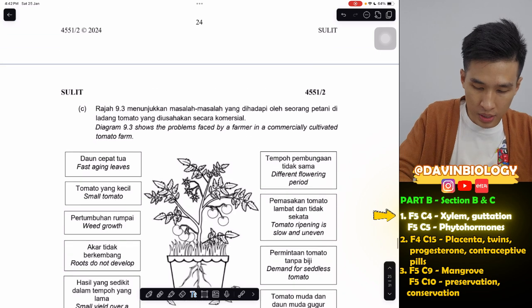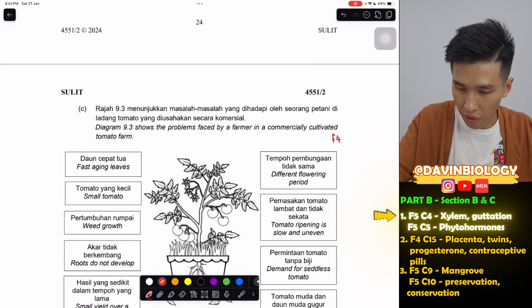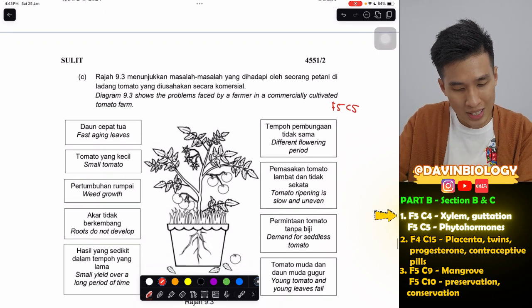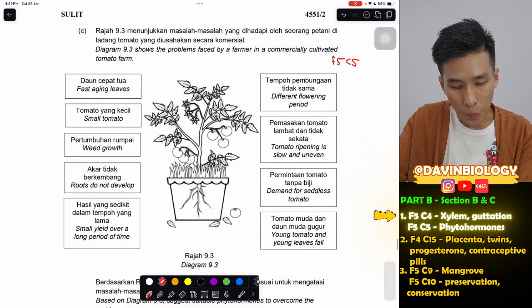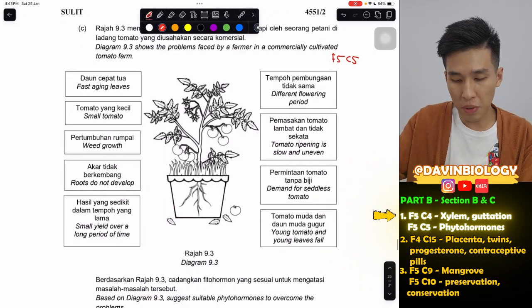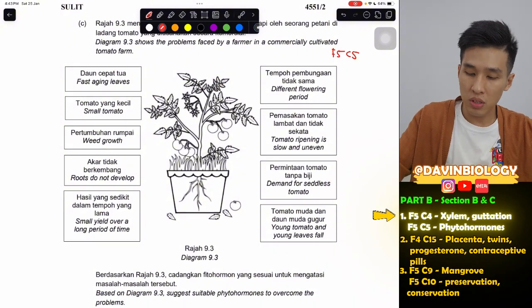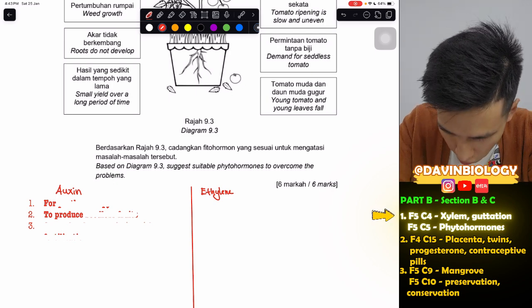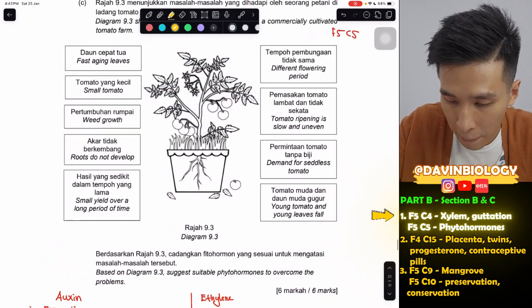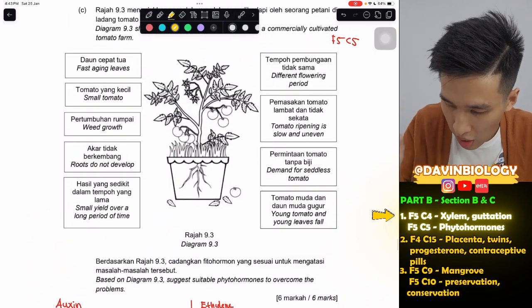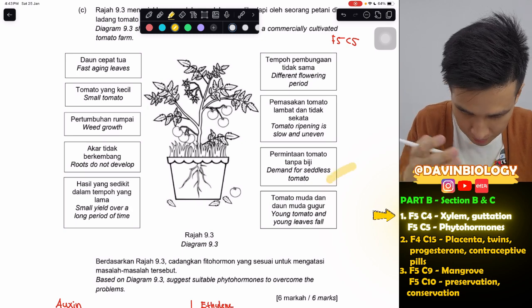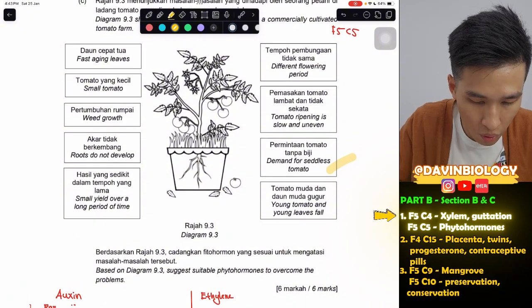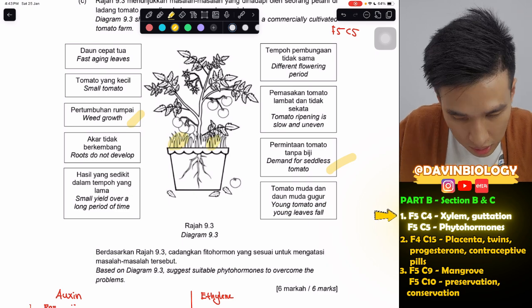Then this one, suddenly they go to Form 5, Chapter 5, the hormones. They tell you that these plants have all these problems. So, based on the diagram, suggest suitable phytohormones to overcome the problem. The 2 main hormones you can talk about here, the 2 easiest ones, definitely number 1, auxin and ethylene. Auxin can actually help to overcome, let me find where's the problem. Seedless fruits, you can use auxin. You also can use auxin for this weed to kill this grass.